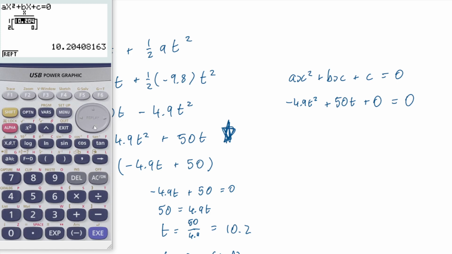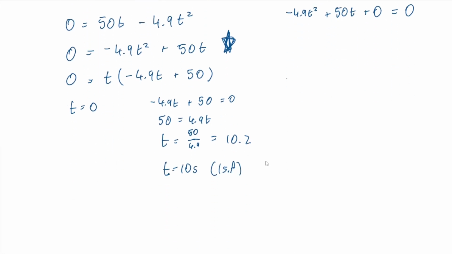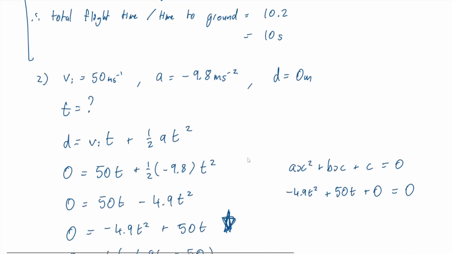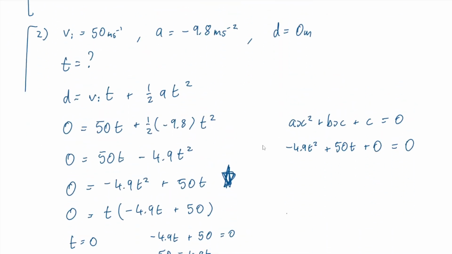Then you can hit F1 to solve, and we see that x, or in our case t, is either 10.2 or 0. Yep, checks out. And so that's how you can solve it the very long way. Right, option 2.